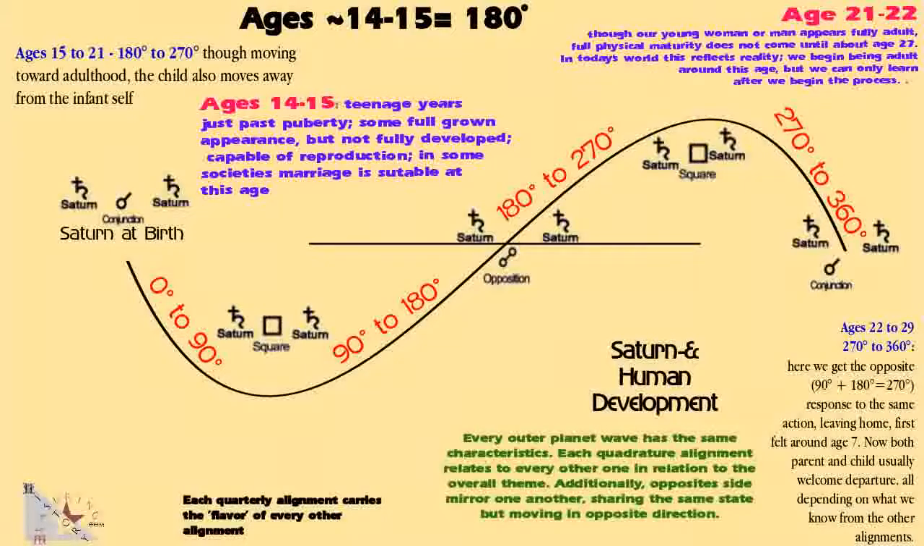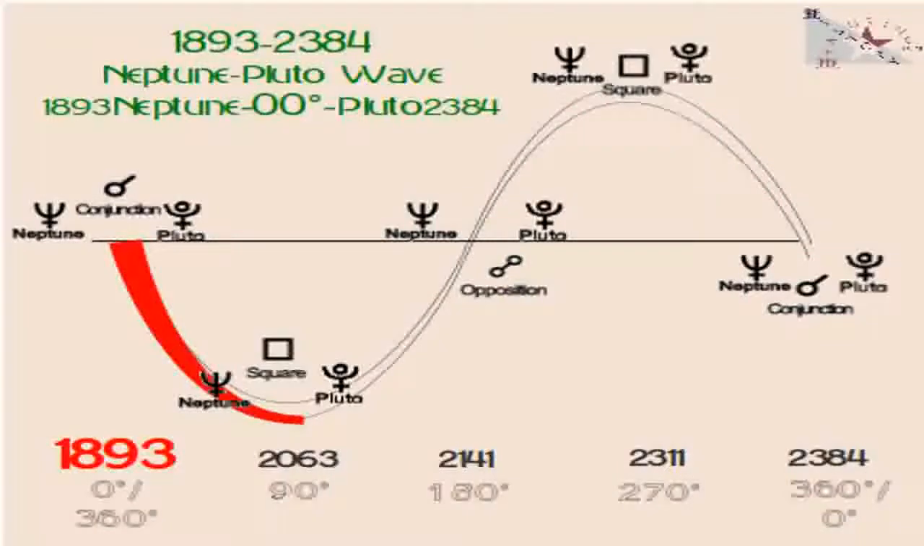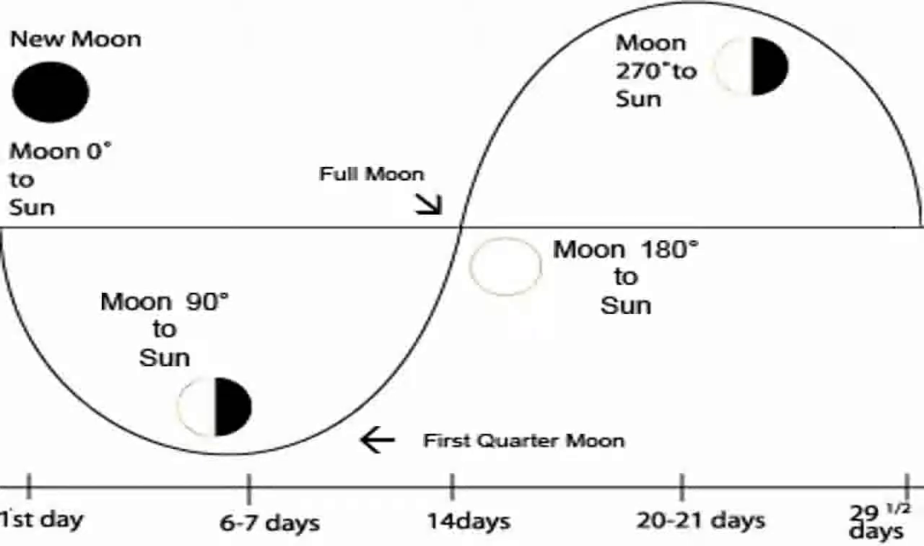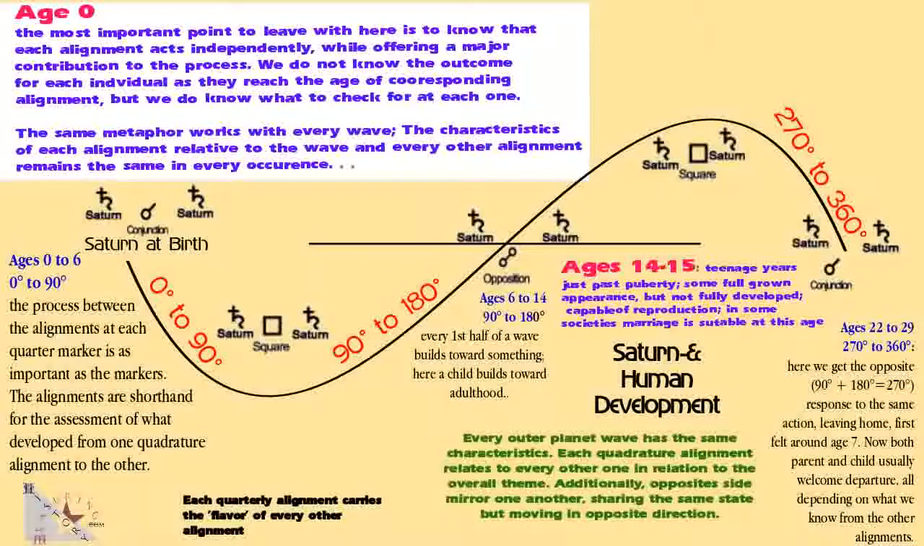And so we not only have to look at the landmarks, that's what the Saturn to human growth diagram basically tells us, but we have to look at what happens between the landmarks. The quadrature alignments represent what happens, for instance, between 0 degrees and 90 degrees, which in the case of humans is between birth and the age of 6 or 7. What we're measuring is the development between birth and the age of 6 or 7. And so the concept is very easily transferable to the outer planets.